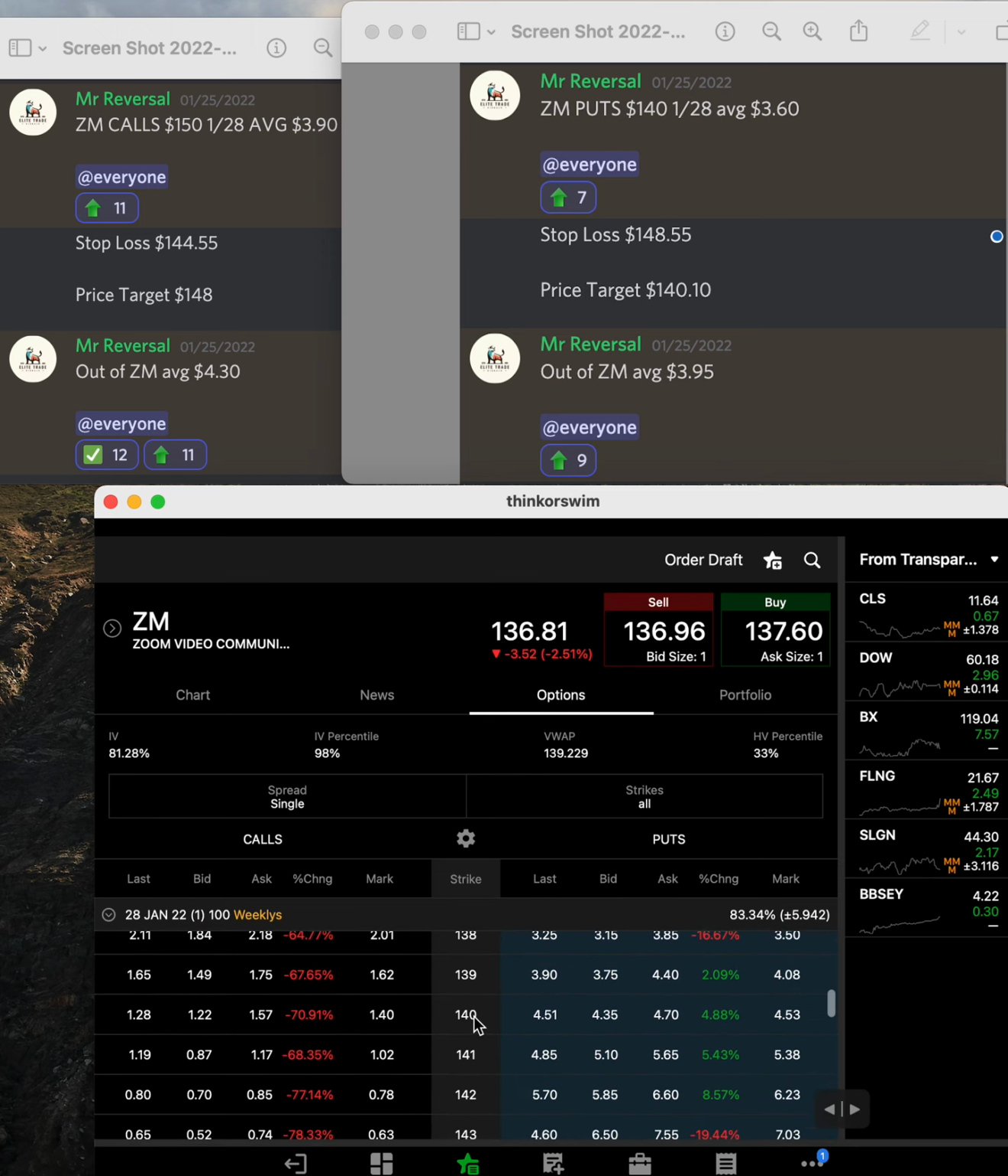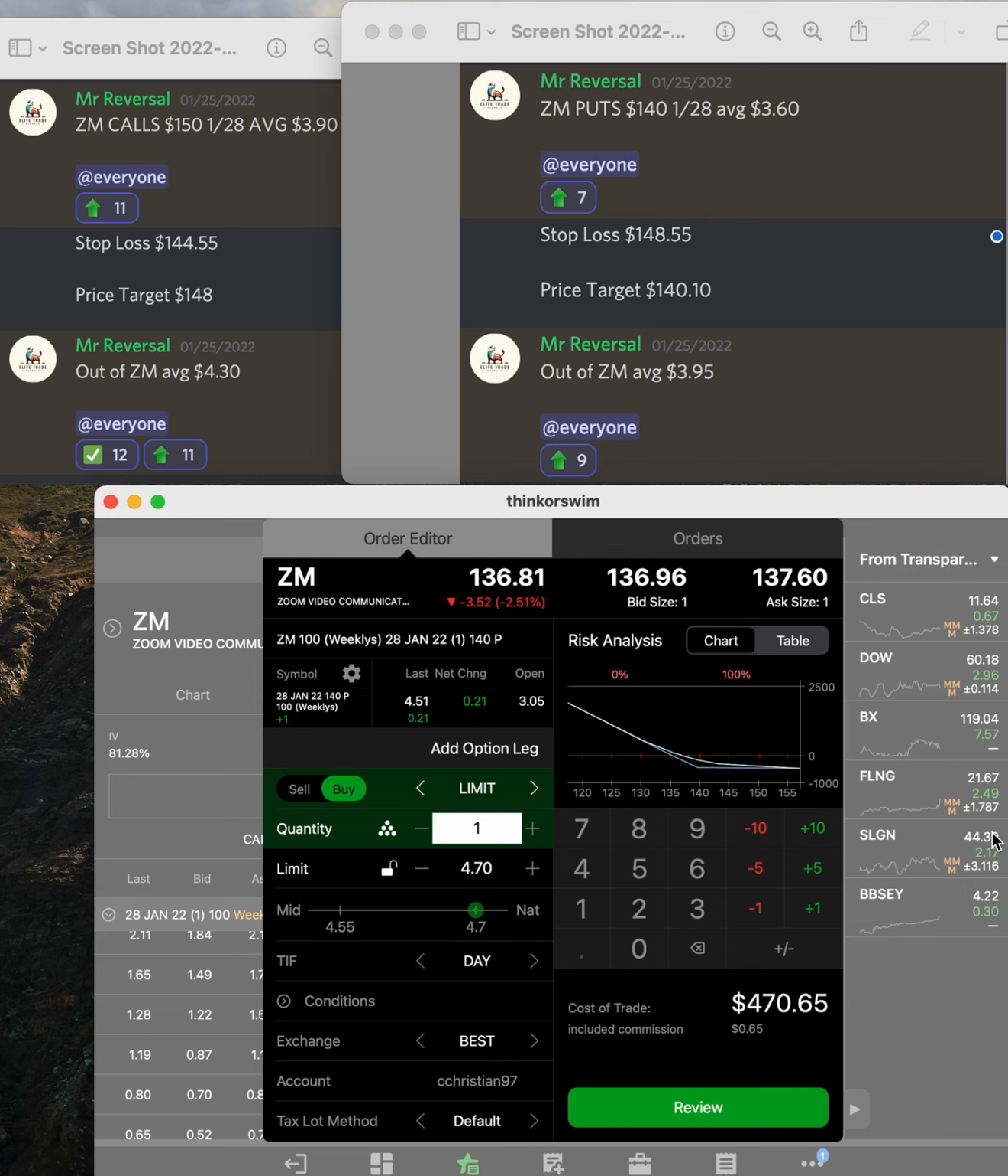Okay, I found the 140. Again, the 140 can be a call, which is to the left, or it can be a put, which is to the right. So we said ZM puts, 140 strike, 1/28 expiration, and we got in at 360. With the 140 strike, you can either try to get in at the bid or the ask, it doesn't matter which one you do. If you do ask, it's already set to buy. If you do bid, you have to set it to buy. Doesn't matter though. Quantity is how many you want to buy. The limit is how much we were paying. At the time we paid $360 to enter the trade.